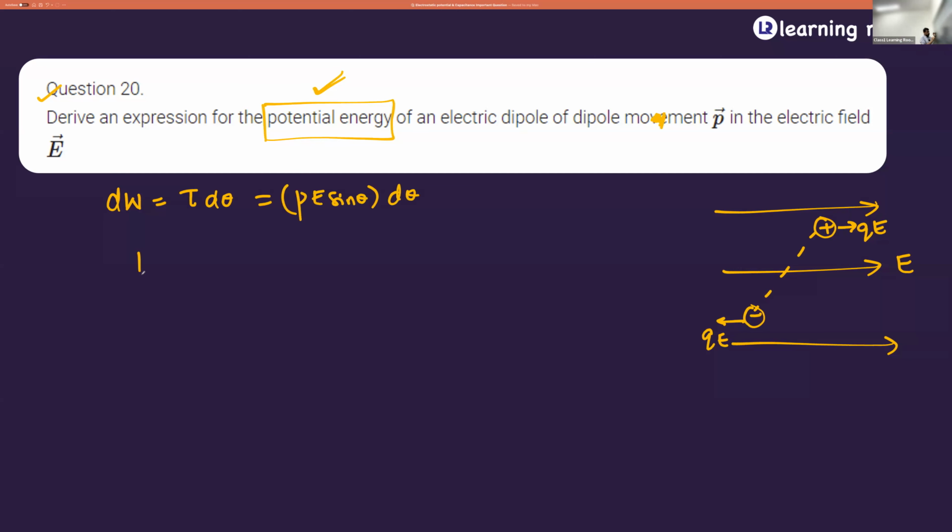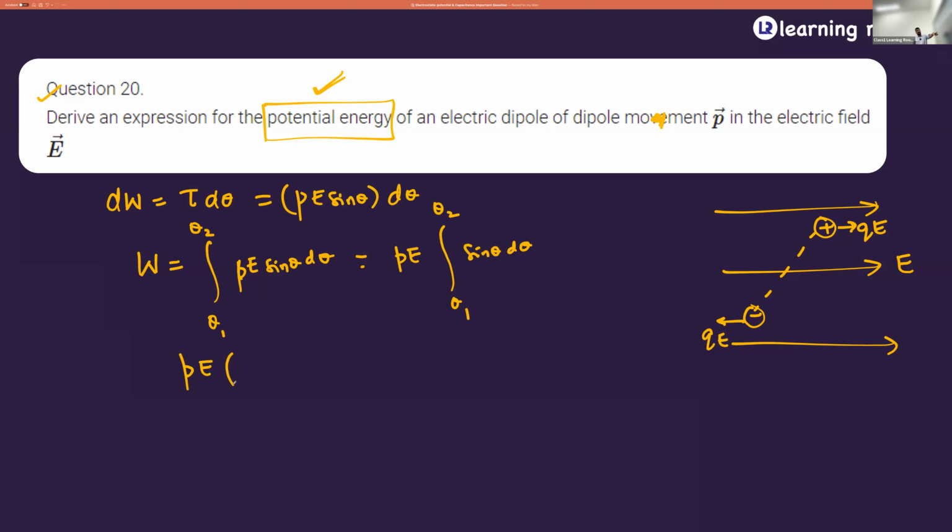If I need the total amount of work done, then I'm going to integrate. So integrate this PE sin theta d theta from, say, value theta 1 to theta 2. So PE is a constant, so P into E can be taken out. The integral of sin theta d theta is left inside from theta 1 to theta 2. If I take this PE outside, the integral of sin theta is going to be minus cos theta, so it is going to be minus cos theta from theta 1 to theta 2. This will be minus PE into, substitute the upper limit, cos theta 2 minus cos theta 1.